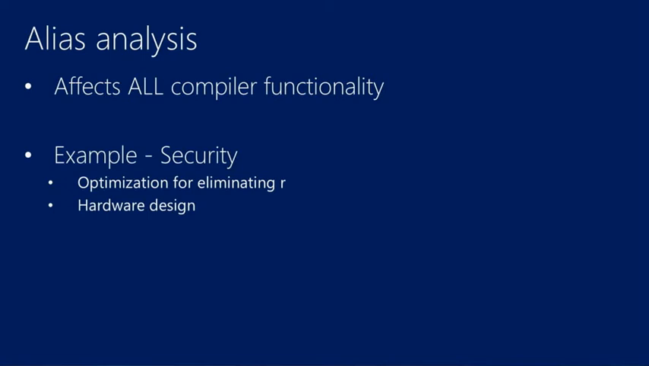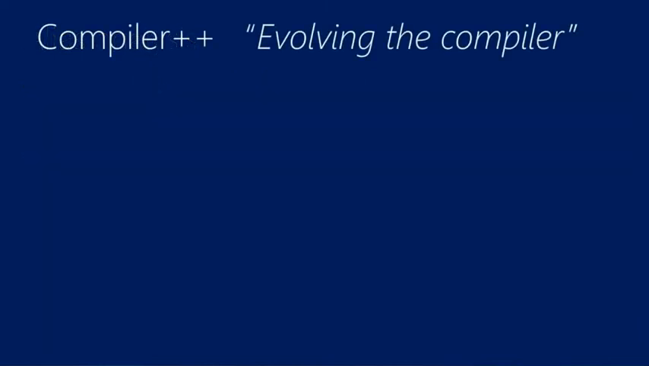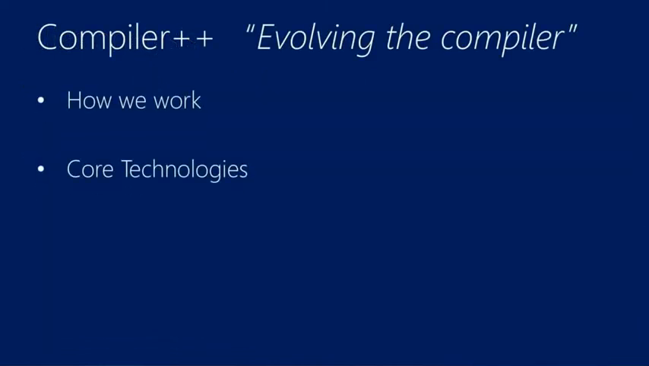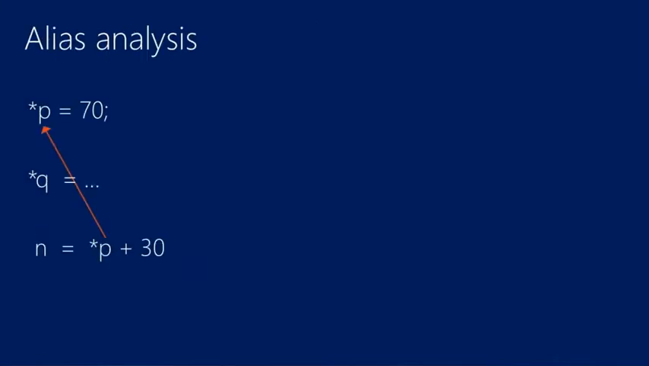So alias analysis affects all the optimizations that we do. It's hard for me to think of one that it doesn't affect. And one of the examples that I wanted to go into was security, and I'll get to that. So here's an example of what I mean by alias analysis.